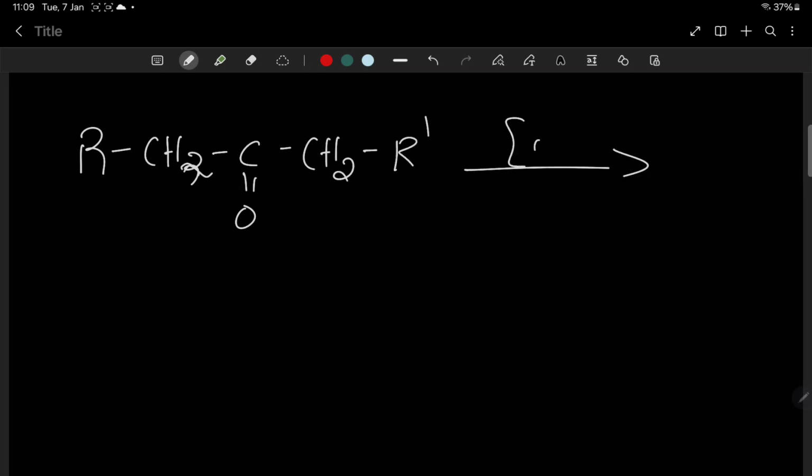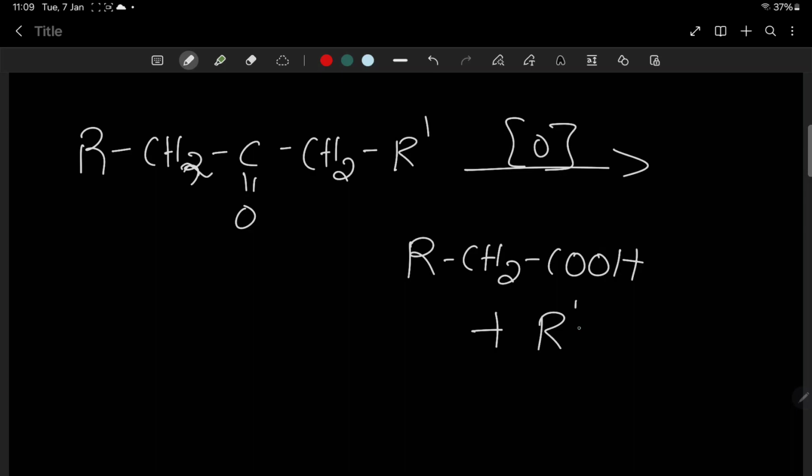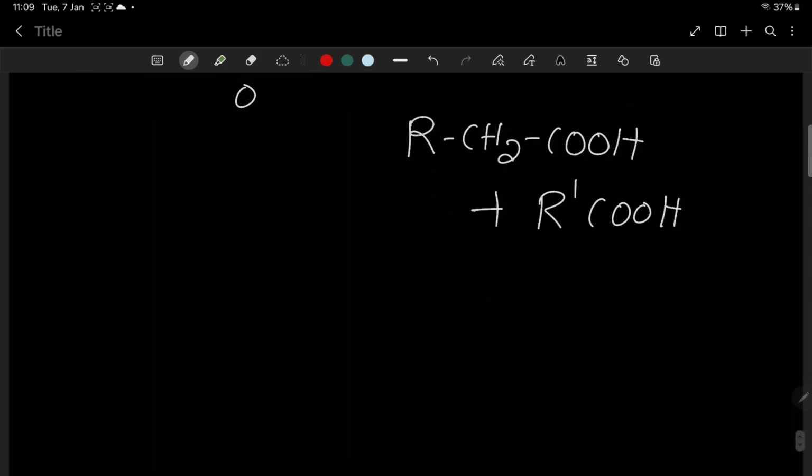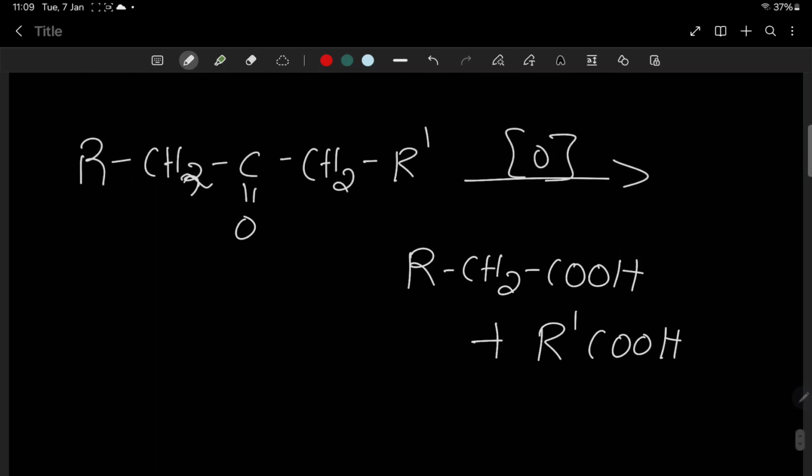From ketone also we can prepare, that we have seen, that is R CH2 C double bond O CH2 R dash. In extreme conditions we will get the acid accordingly, plus R dash COOH, or vice versa. This is also possible, but only in very extreme conditions, not normal room temperature, but high pressure and high temperature.